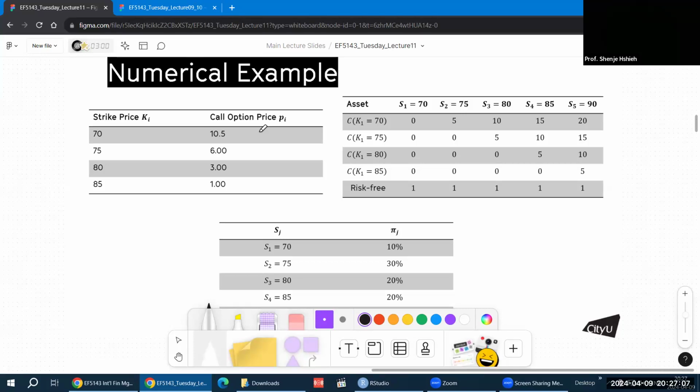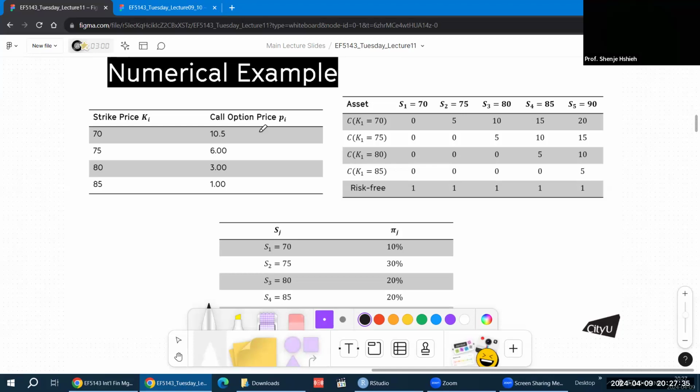So let's start with option prices. The top left corner are strike prices. These are just random numbers, okay? Imagine we have strike price 70 and there are intervals of 5: 75, 80, 85. Different currencies have different tick marks, so to speak, differences in strikes. Here the tick is 5: 70, 75, 80, 85.